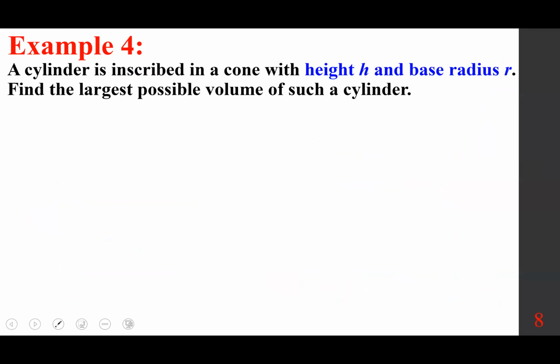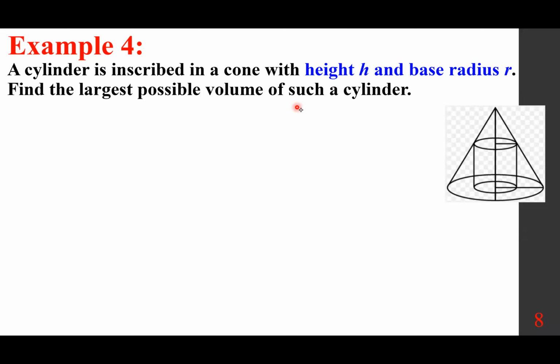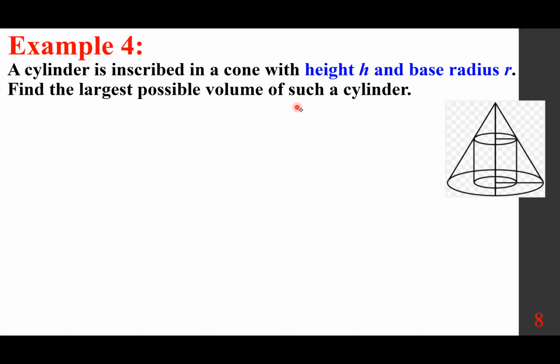A cylinder is inscribed in a cone with height h and base radius r. Find the largest possible volume of such a cylinder. Again, I can't emphasize the importance of drawing and showing your readers what you're doing, because to me, it makes no sense otherwise. So we have a cylindrical shape inscribed in a cone. So looking like that. That's the first thing we do.